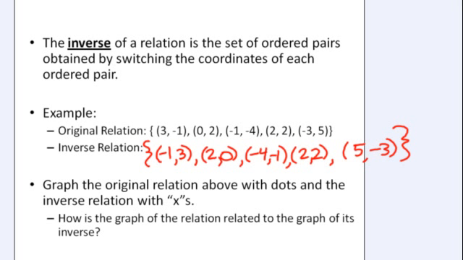Now let's look at what this would look like graphically. What we're going to do is graph each original relation point with dots. So each of these will be a dot on a graph. And the inverse relation we're going to graph with x's so we can tell them apart. And then we want to see if we can determine the relationship between the two graphs.